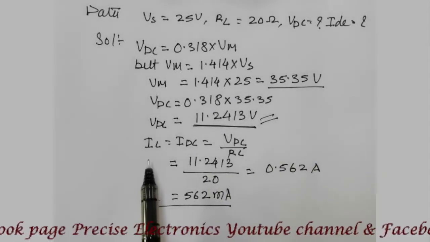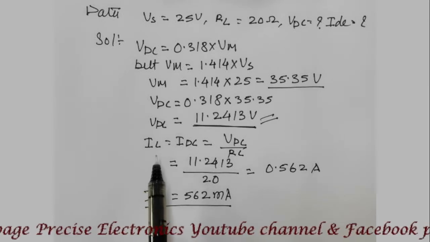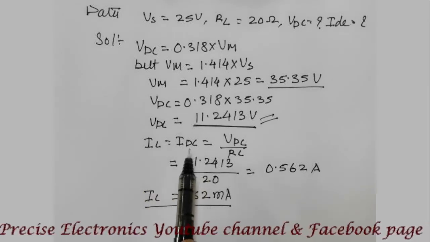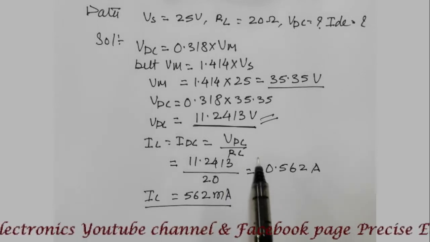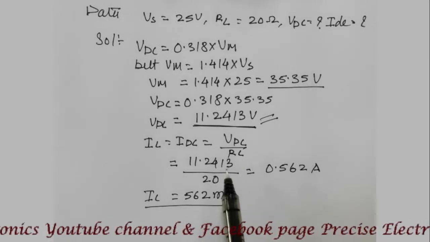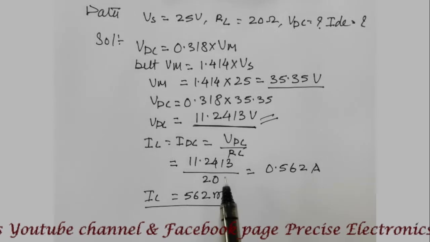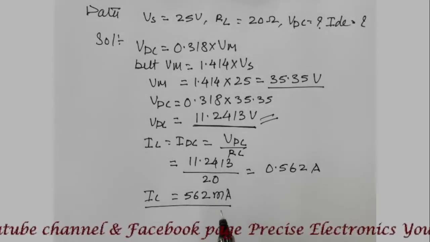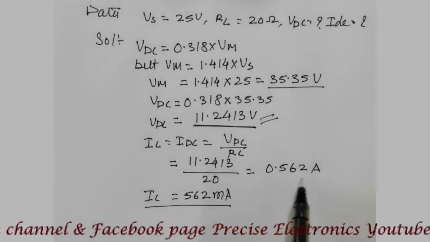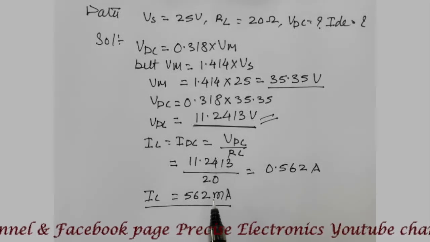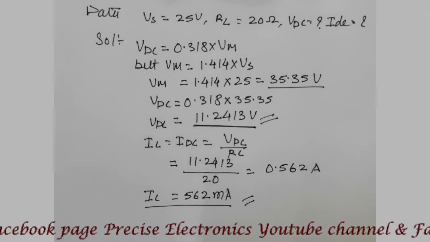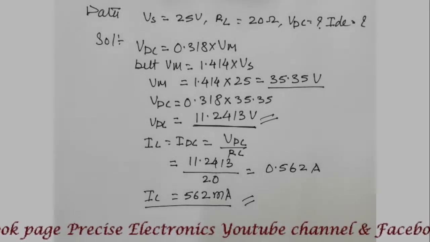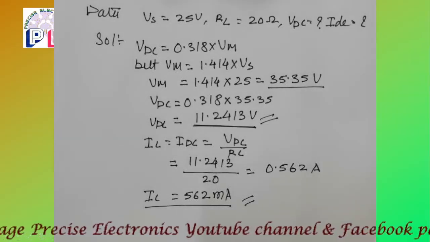Now we have to find out IL, that is load current, or that is known as the IDC, that is given by VDC upon RL. In this case, we have to use Ohm's law. So 11.2413 upon 20, that is equal to 0.562 ampere, or it is written as 562 milliampere. That is our second answer. Now we are moving toward the next numerical.